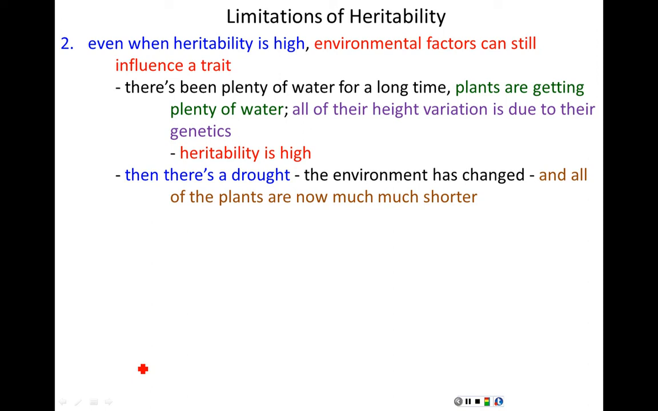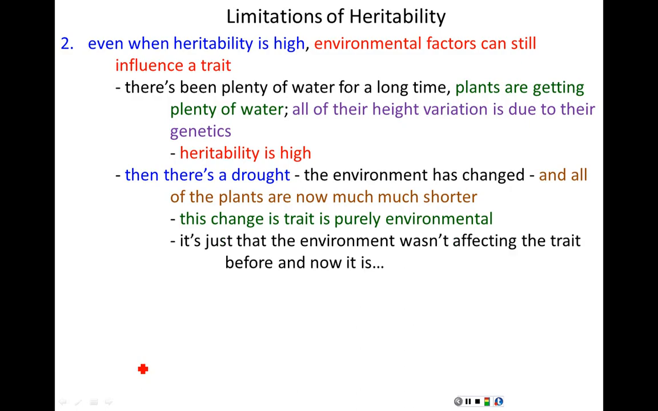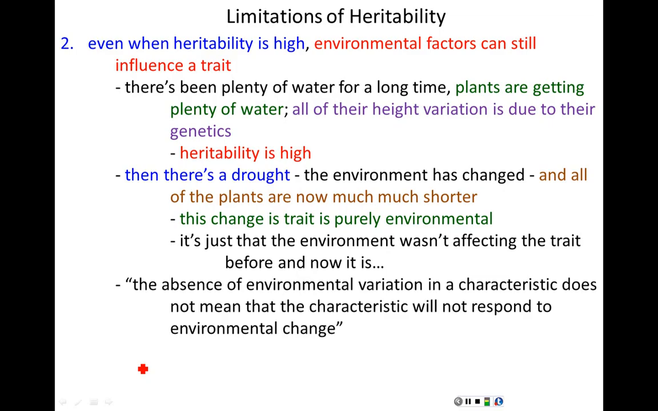But heritability was high. Heritability said that the trait was not affected by the environment. Don't care. The change in this trait is purely environmental. Just because the environment wasn't affecting the trait before, and now it is, doesn't mean that the environmental component didn't play a role. The textbook says the absence of environmental variation in a characteristic, in other words, a high heritability, does not mean that the characteristic will not respond to environmental change.